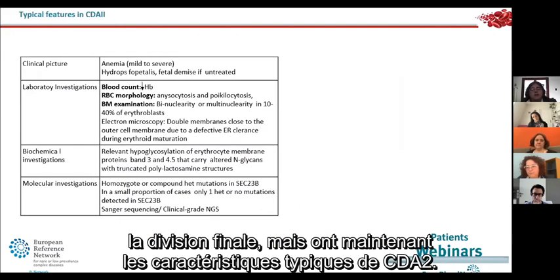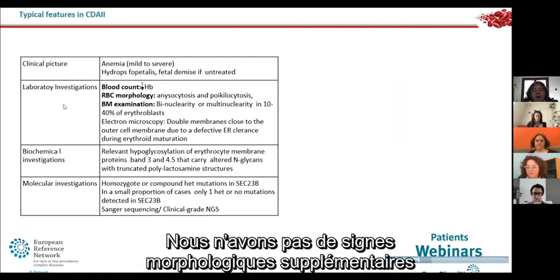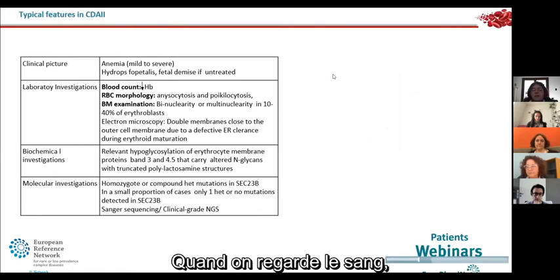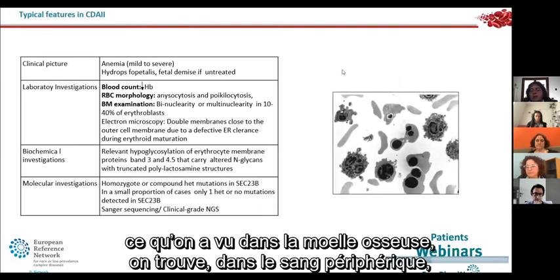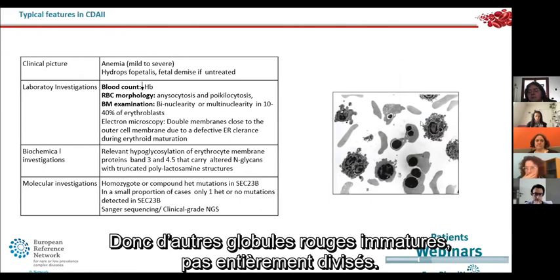But which are now the typical features of CDA II? The transmission is the same. We don't have other extrahematological signs, so just anemia, but it is heterogeneous. And when we look at blood, what we saw in the bone marrow, and sometimes also in peripheral blood, we find binucleate or multinucleate erythroblasts, so other immature red cells, not fully divided.